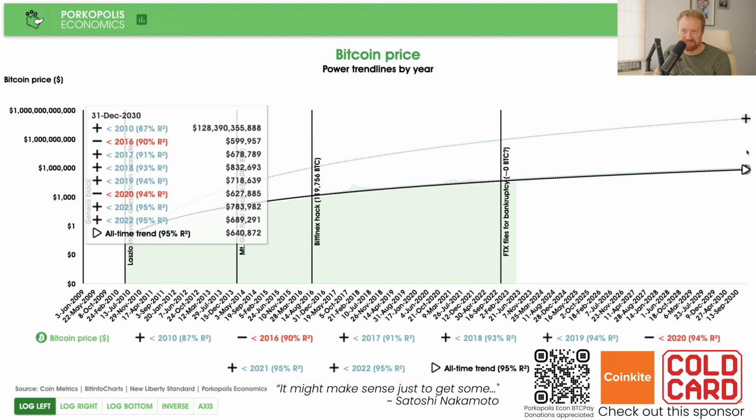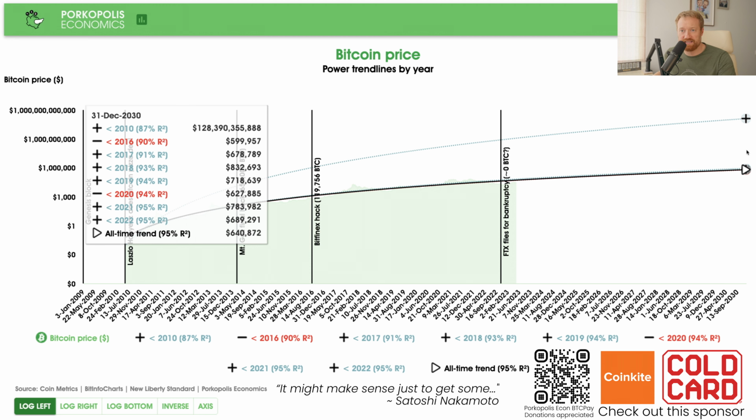That's not going to happen. At least that'd be a pretty rare, 7-8 sigma event, even higher probably. $128 billion per Bitcoin. That is the trend based on only 2010's pricing action, where the trend line predicts Bitcoin's price will be at right now. But now let's go to 2016. Okay, so we have much more pricing action, pricing data, 90% R squared.